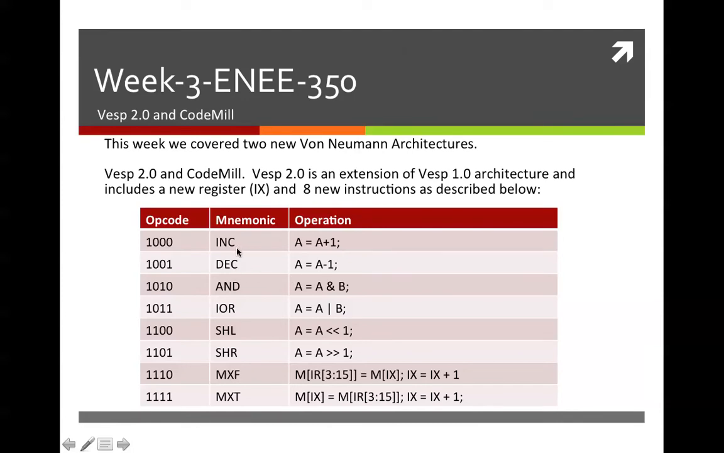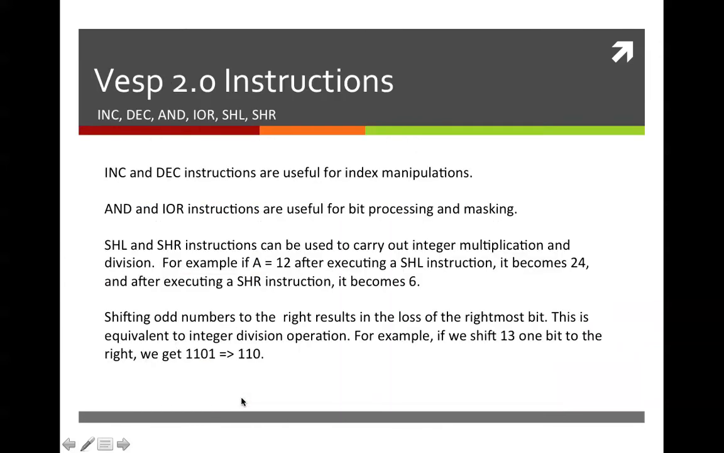These are increment, decrement, and, or, shift left, shift right, move with an index, and move with an index instruction. The first one moves with the index register from an array of locations, and the second one moves also with the index register to an array of locations. So one is from, one is to. Let us actually look at these instructions a little bit.